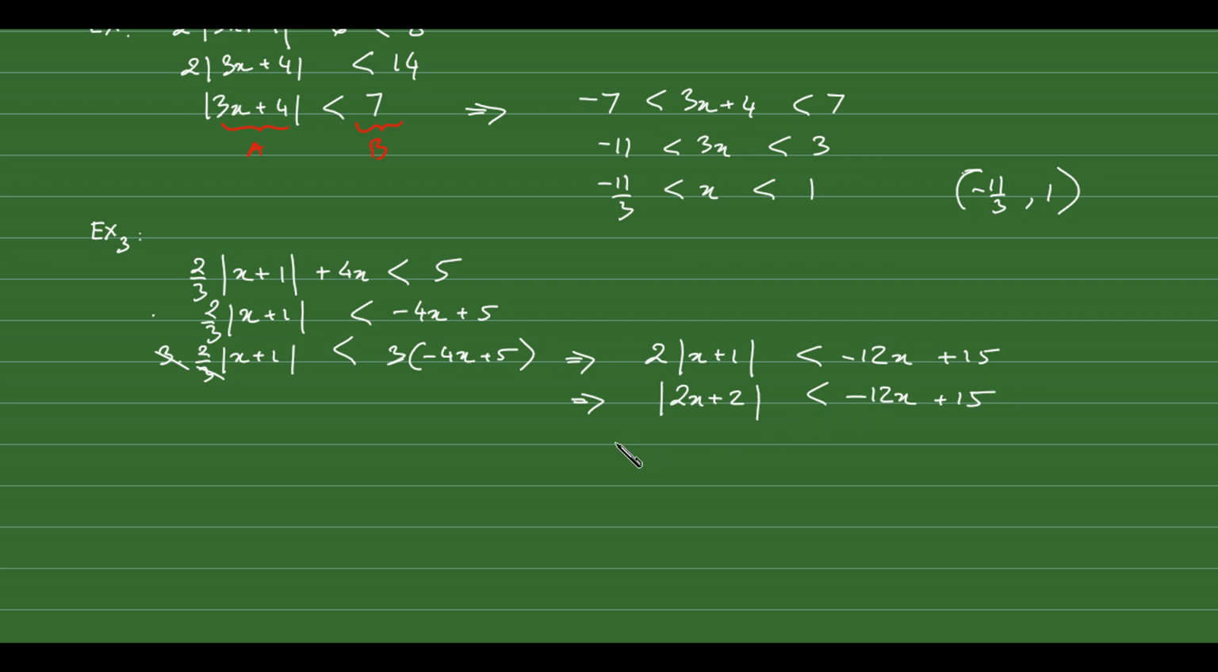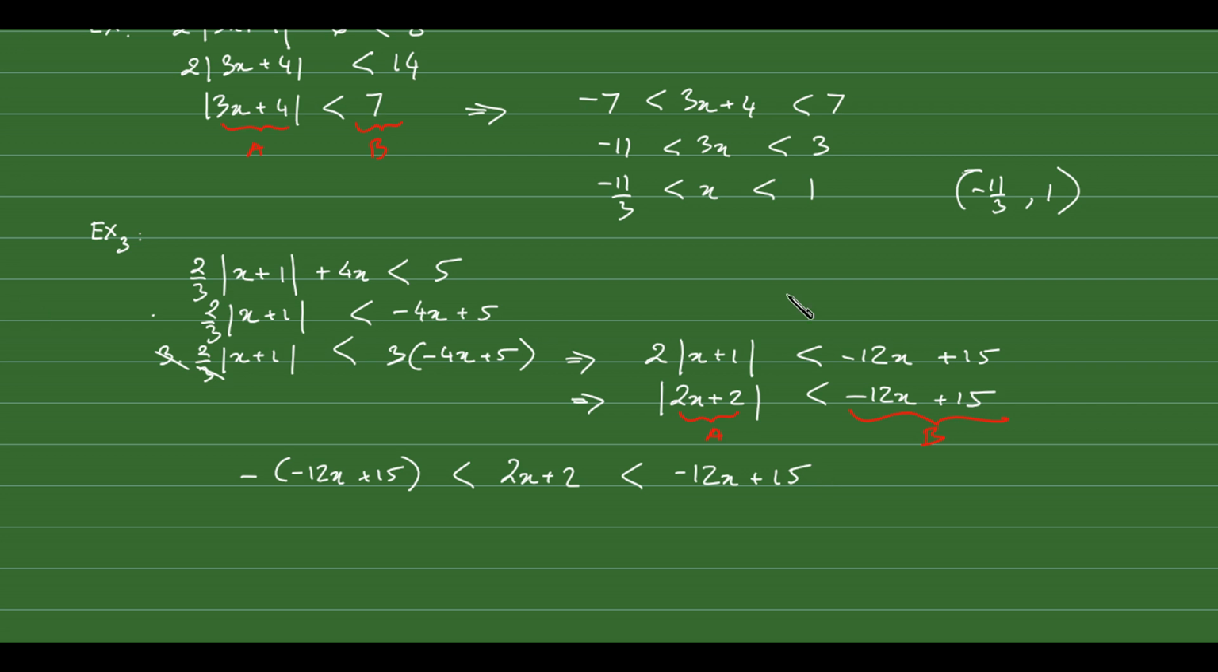Now let's see if you can solve this or not. Now, absolute of A less than B, so this is your B right here. Let me see if we can do this or not. Probably you can't do this. So let's continue and see what happens. Your B will be this, your A will be this, right? So you have negative B, so negative of negative 12x plus 15 less than A less than B.